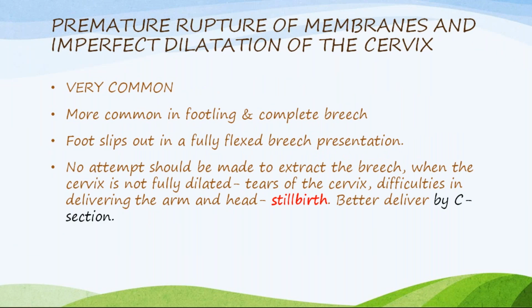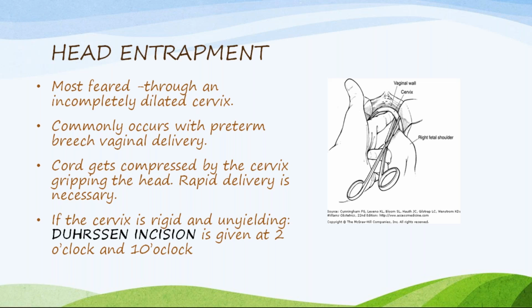There may be complications, very common, with the after-coming head getting stuck. So it is not attempted to make extra space where the cervix is not fully dilated. So that is the treatment of trapping of the after-coming head, or partial dilatation. In this case, you can give a Duhrssen incision. That is at 2 o'clock and 10 o'clock positions, and the baby is delivered.